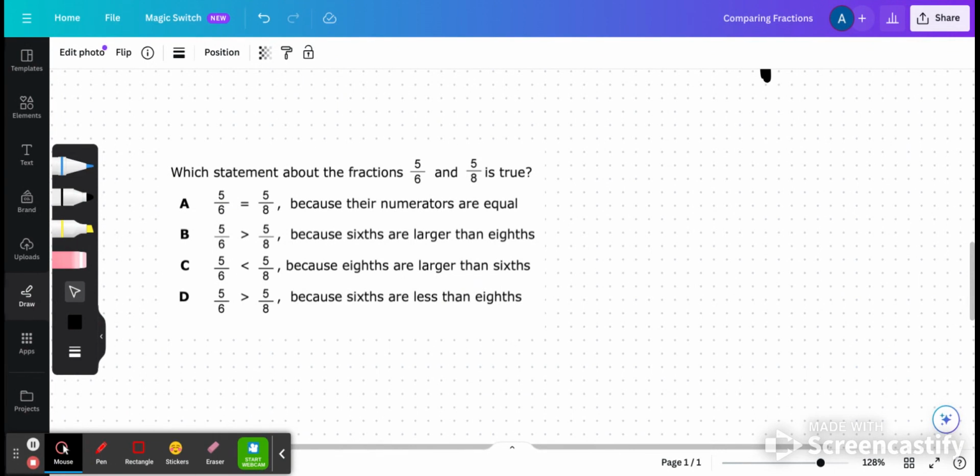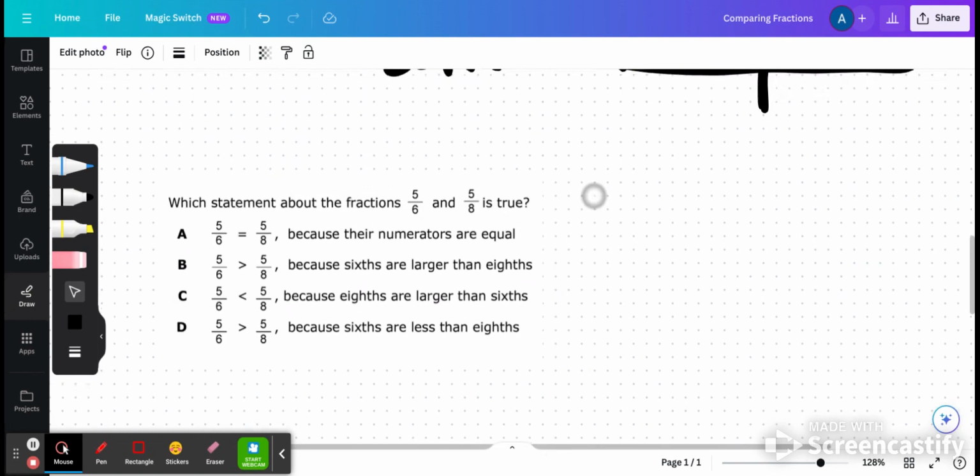So in this question, it says, which statement about the fractions 5/6 and 5/8 is true? So it gives us some different comparisons with symbols, and we need to make sure that we are finding the true statement. So when you have a question like this and they provide you the fractions, the first thing we're going to do is model those fractions and come up with our own solution, and then see if our solution matches one of the answer choices.